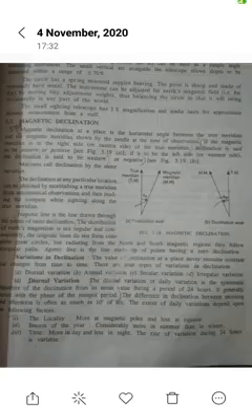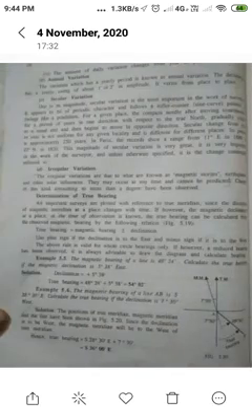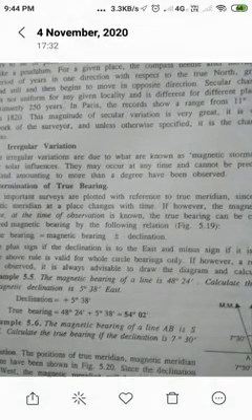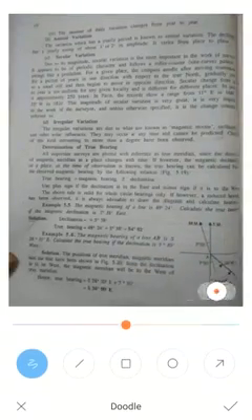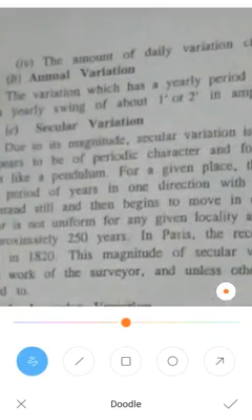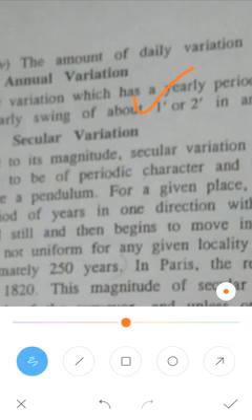So next is the annual variation. What is this annual variation? This is the variation which takes place yearly. So that's why it is named annual variation. The declination swings yearly by about 1 or 2 minutes in amplitude. Okay, so it varies from place to place. So next we will see about secular variation.